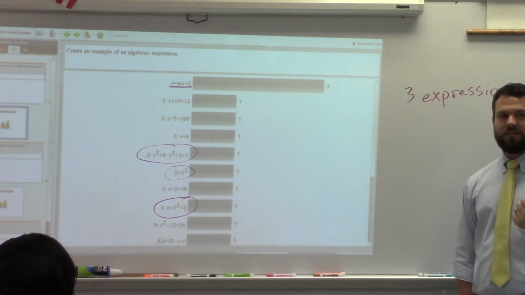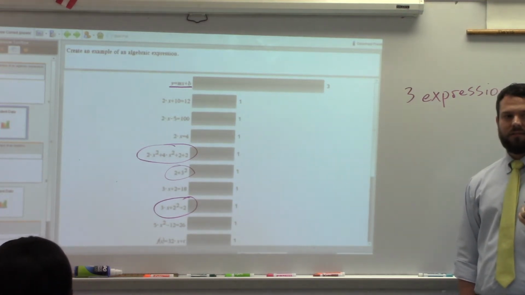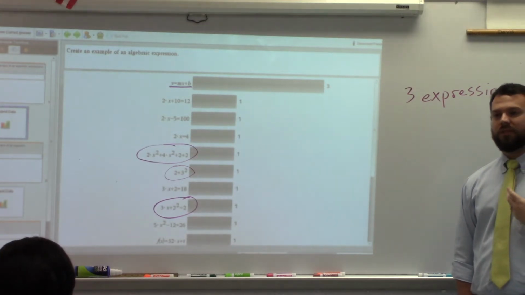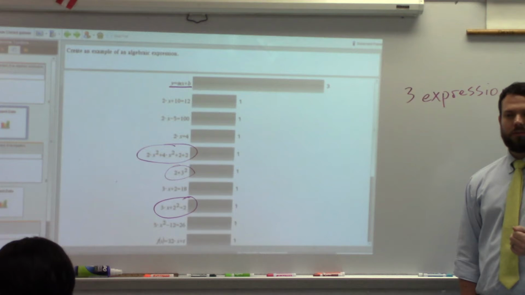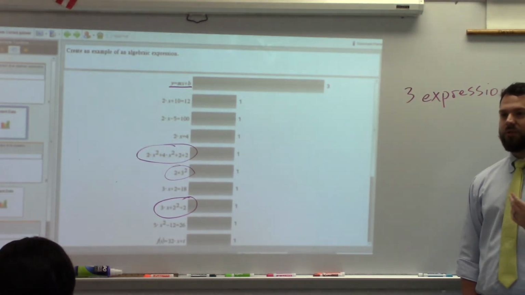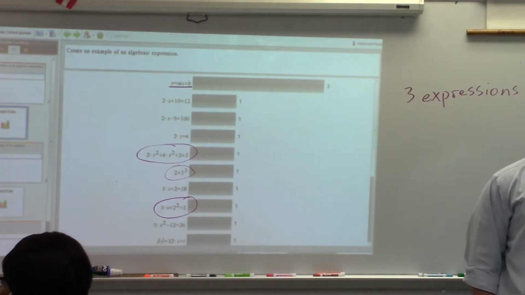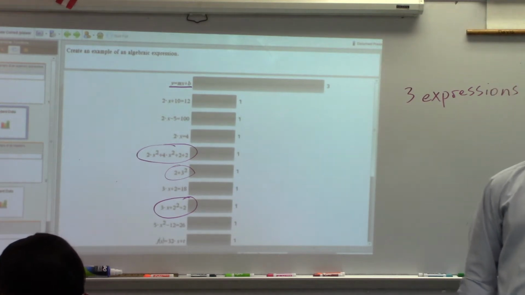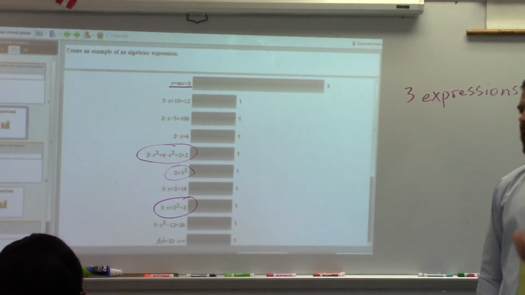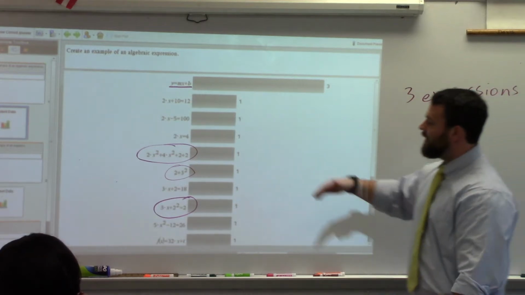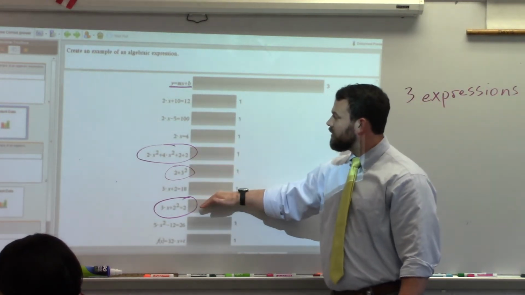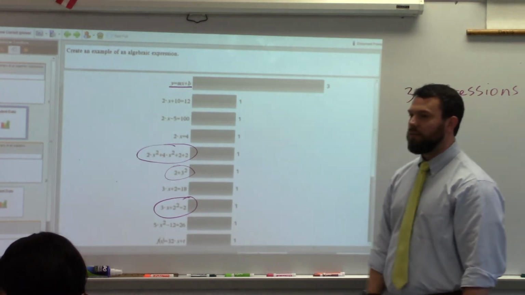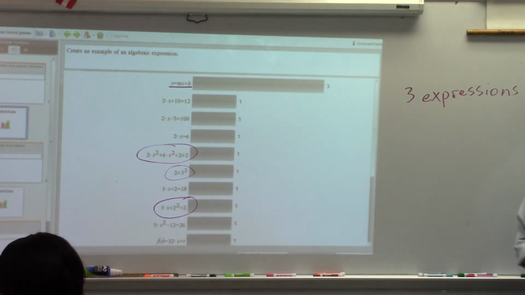Any ideas? You're dealing with algebra when you start dealing with variables. Yeah. When you start dealing with variables to represent unknown quantities, that's when we're talking about algebra. Okay? So what about an algebraic expression? That's where we're starting today. So what made these things expressions, but these other ones are not? What do we have in expressions?